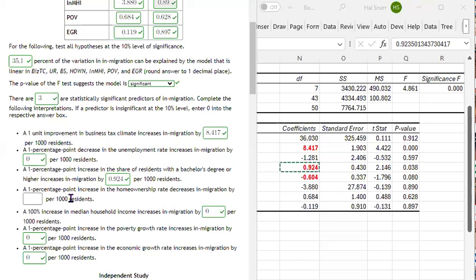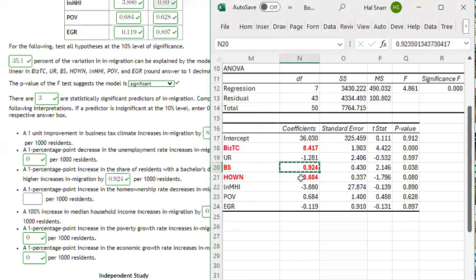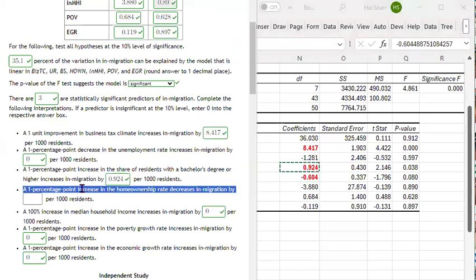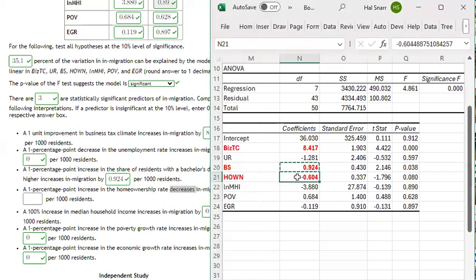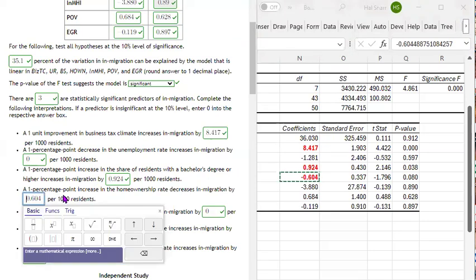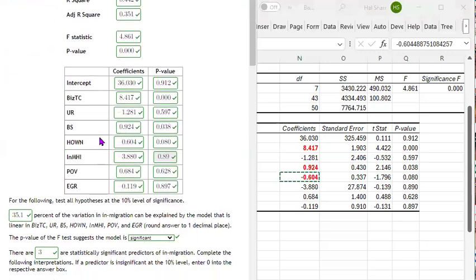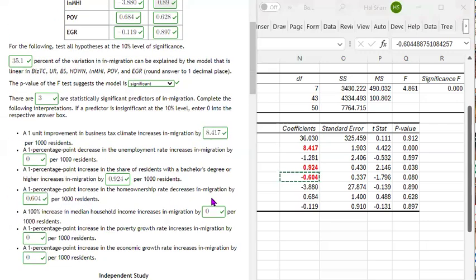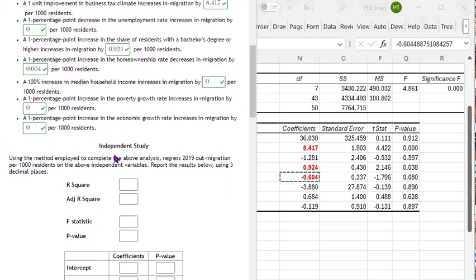A 1 percentage point increase in home ownership rate. Now this coefficient is negative, so we have increase there, decrease here, because this is saying a negative relationship. So what we're going to do is copy and delete the negative sign. So a 1 percentage point increase in the home ownership rate decreases in migration by 0.604 people per 1,000 residents.